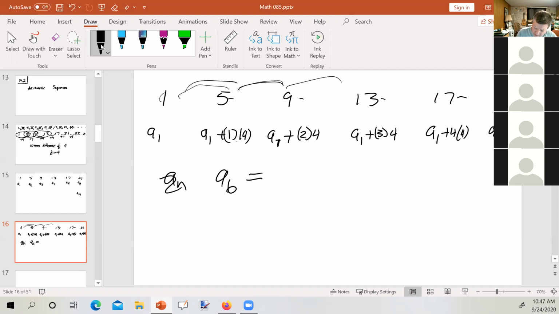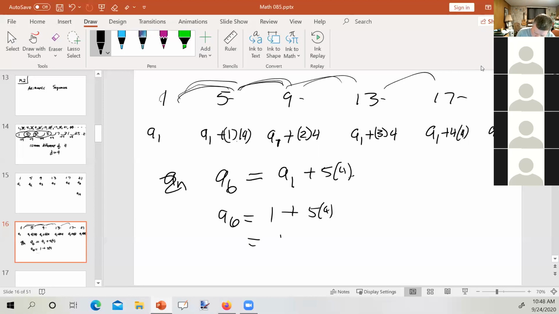That would be the first term plus what? 1, 2, 3, 4, 5 times the common difference, right? So a sub 6 would be a sub 1 plus 5 times the common difference. So a sub 6 would be 1 plus 5 times 4, which is 21, okay? Now you might be saying, well, you already knew what it was. Why are we doing this? Because what if I wanted to find the 10th term or the 50th term or the 100th term, but I didn't want to go and figure them all out one at a time? But we're not quite there yet.